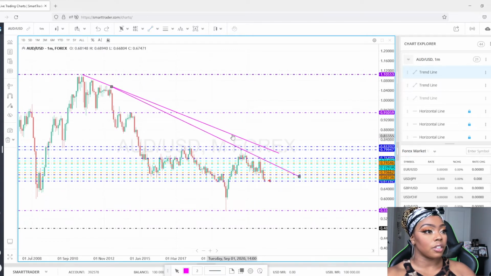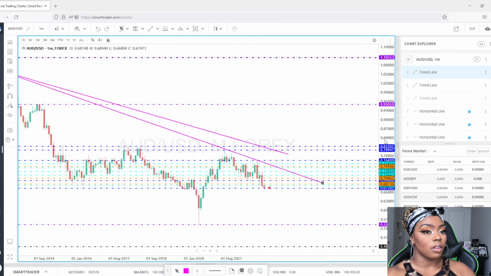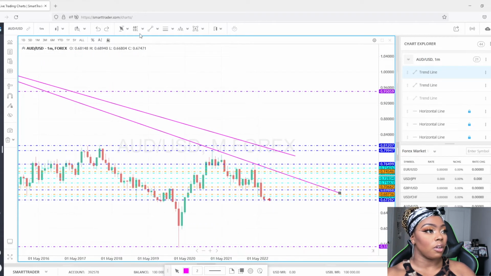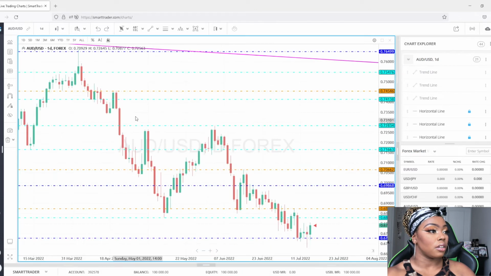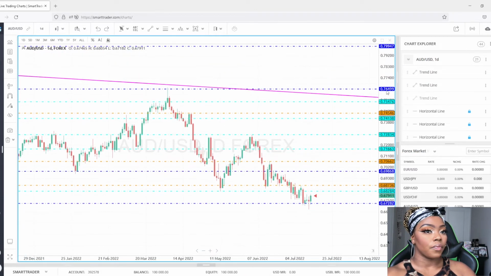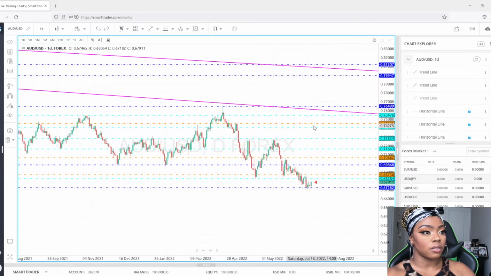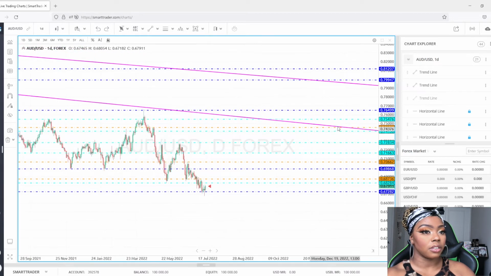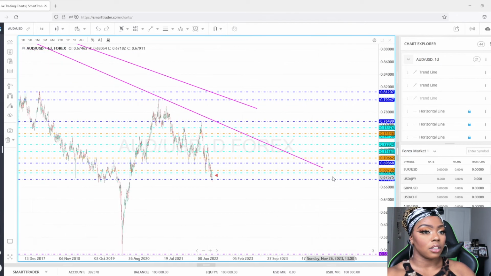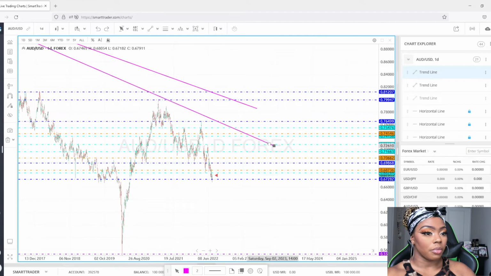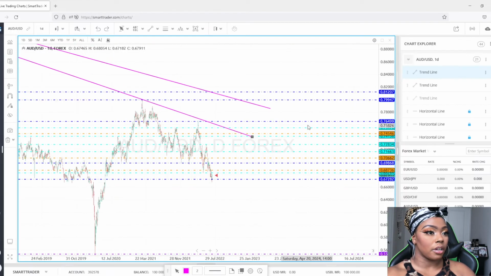Boom, got another touch. So then we have that touch there. As you can see, it needs to be adjusted a little bit. Bring it a little bit closer. Got that one there.